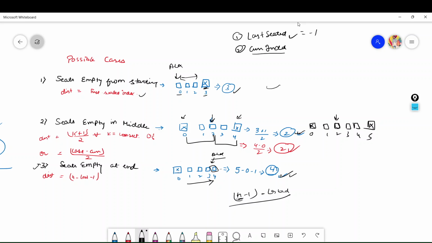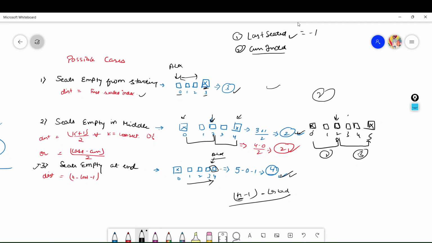If Alex sits on this index, the closest person from him would be at the 0th index, and the maximum distance he can enjoy is 2. Similarly, from this position, he can enjoy a distance of 3, but the closest person is this, right? So the answer would be 2 in this case.